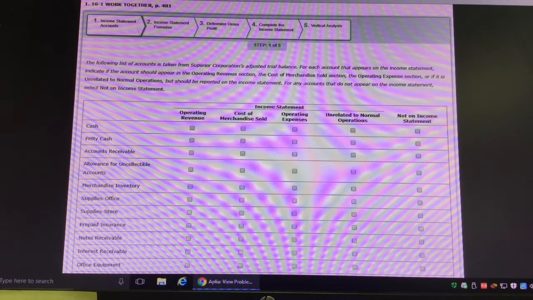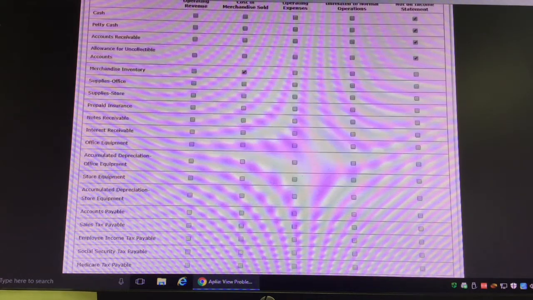16-1, work together. Step 1, they want us to go ahead and identify the accounts that are associated with what will build the income statement. The first account that we know for a fact is going to be used on the income statement is going to be merchandise inventory. It's what we use to find the cost of merchandise sold. All the other assets and liabilities, or owner's equity, are not utilized. So all of these are actually not used on the income statement. These are all found on the balance sheet.